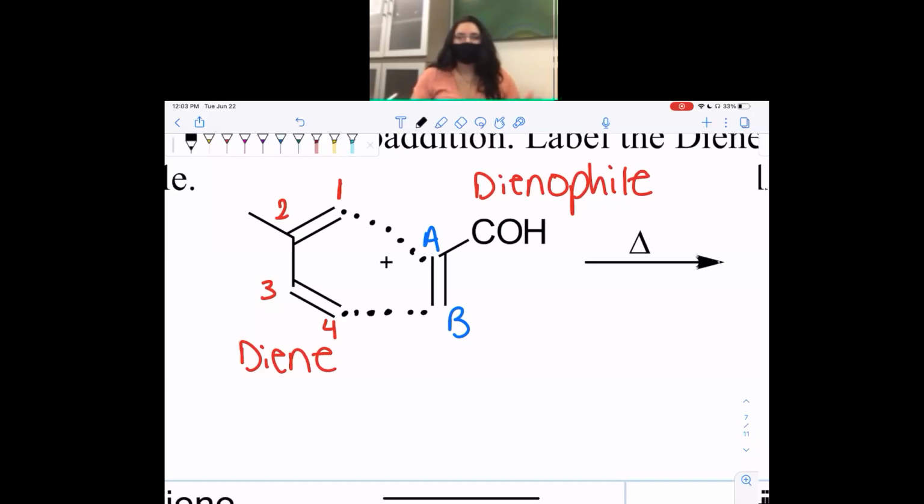All right. So at this point, the double bond from the diene is going to use its electrons to make a bond. So it's donating its electrons to turn this dotted line into a real bond. And so that's going to make this double bond use its electrons to create a bond here. And so that is going to make these electrons move over here. So basically, we have a big circle going on.